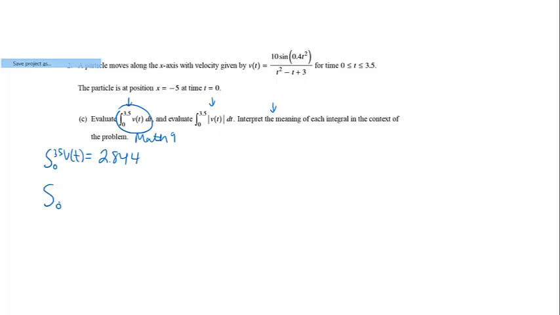My next thing, same thing, we're just going to find the integral of the absolute value. When you type that in your calculator, you can just go to math number and you'll find the absolute value symbols.